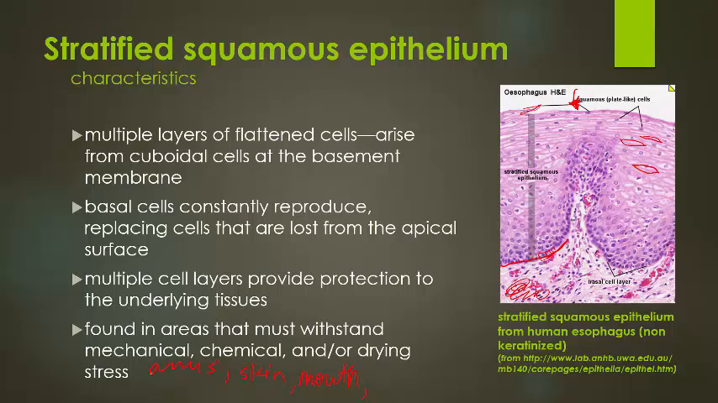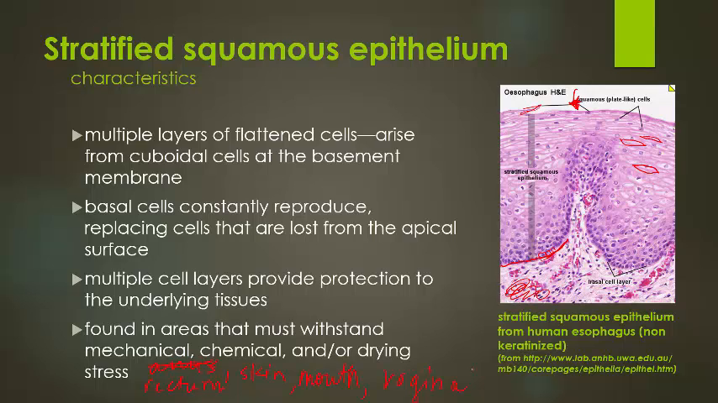I said anus, I meant rectum. Rectum is the pouch at the end of the digestive tract, just before the anus, that stores the fecal material. So the skin, the mouth, the vagina is lined with a stratified squamous epithelium, and so on.